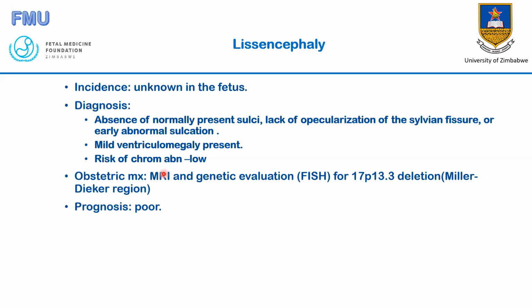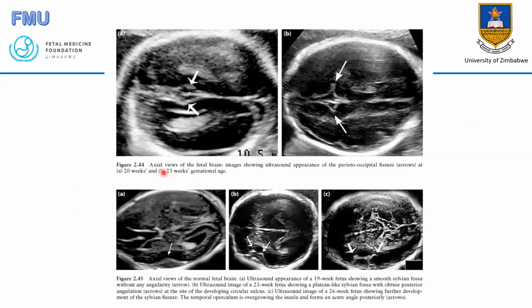There may be mild ventriculomegaly present, and the risk of chromosome abnormality is low. A fetal brain MRI may be required to help clinch the diagnosis. Genetic testing using FISH, looking for Miller-Dieker region deletion, may also help in clinching the diagnosis. The prognosis, again, is very poor. So this is how a lissencephaly head looks.